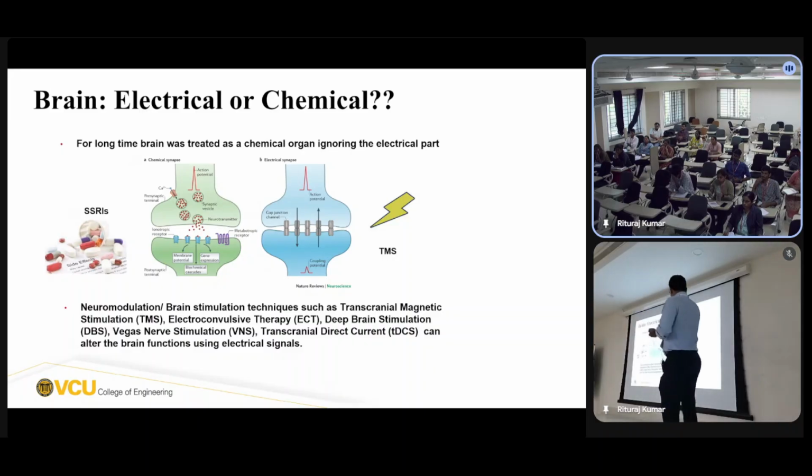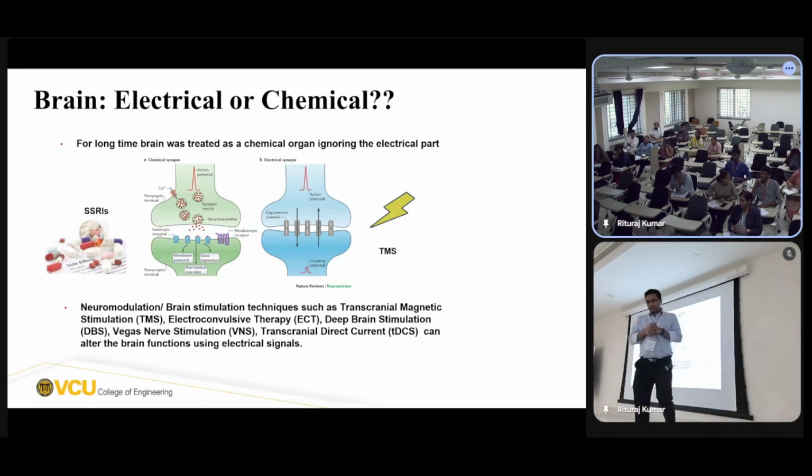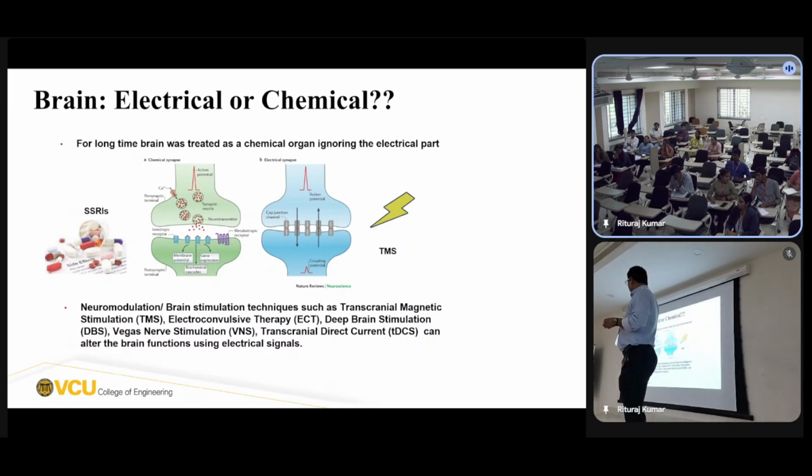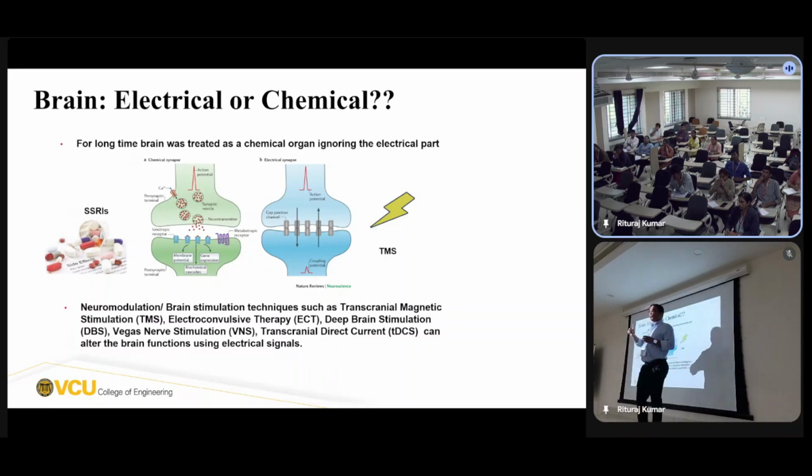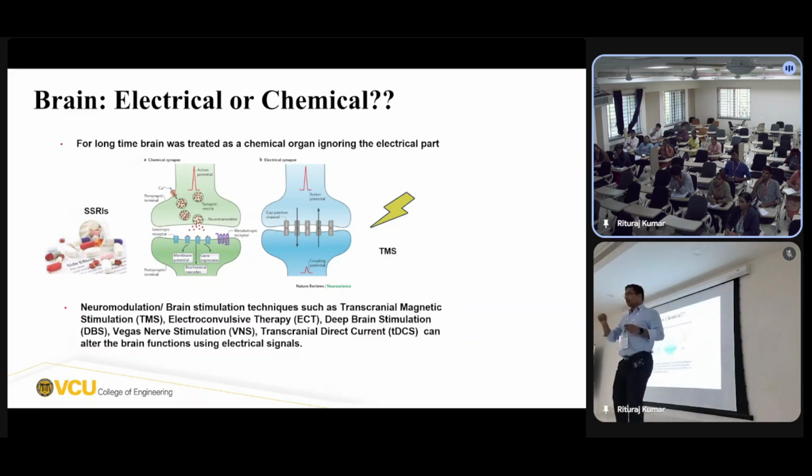There is a class of drugs called selective serotonin reuptake inhibitors. I forgot the full form. SSRIs. Basically, it's a drug that blocks reuptake of neurotransmitters. There is a famous brand called Prozac that is prescribed to people who have depression.